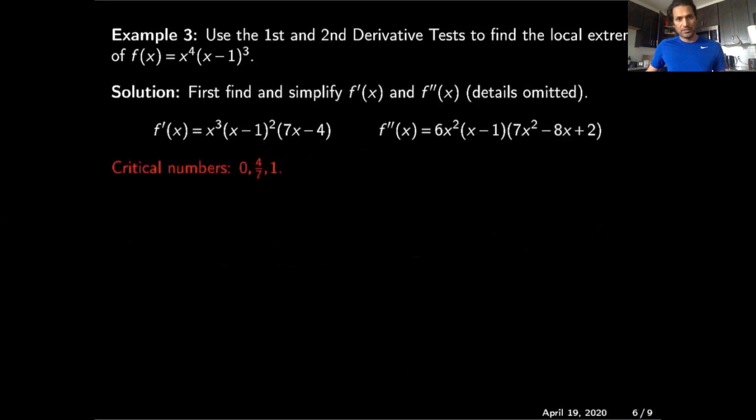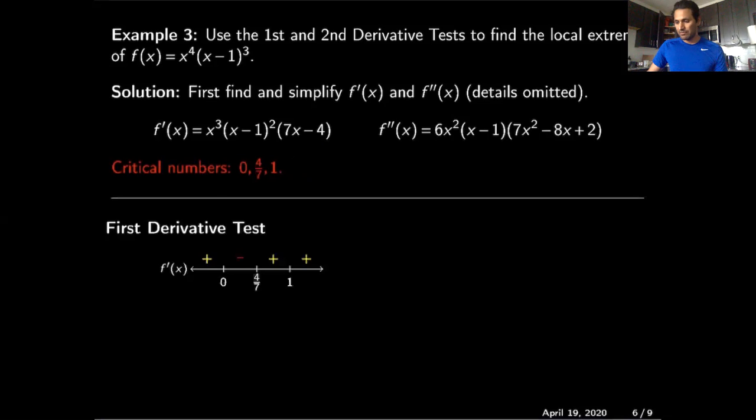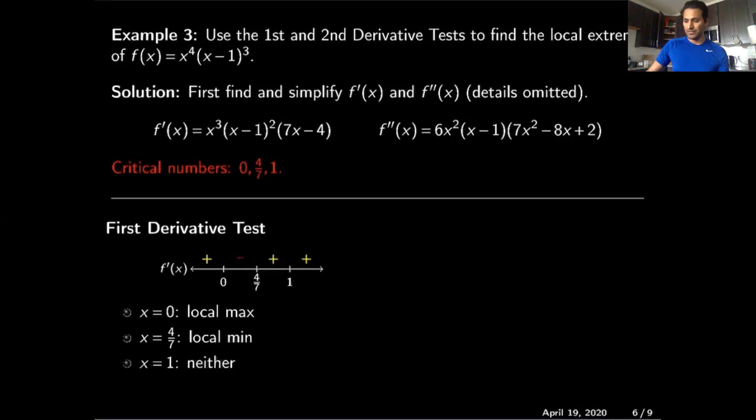Here is an overview of this problem again. So we calculate the first order derivative and the second order derivative. The first order derivative gives us the critical values 0, 4 over 7 and 1. And when we plug these critical values into the line test, these are the conclusions we can draw: which one is a local max, which is a local min.